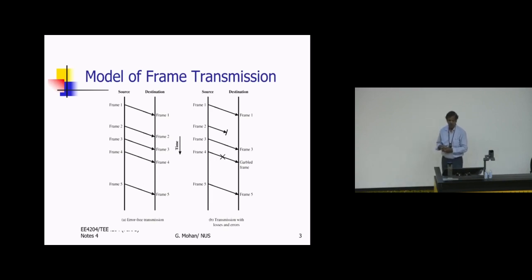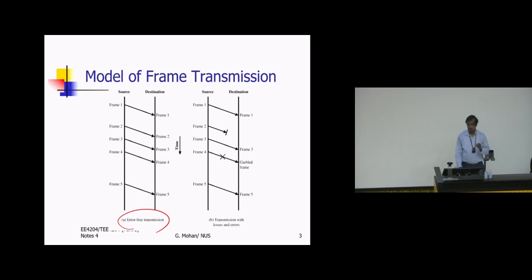Before we go into the details, let's quickly look at the timing diagram, which also depicts the model of frame transmission. Basically, we consider two models. One is error-free transmission. Let's first assume that there are no errors.